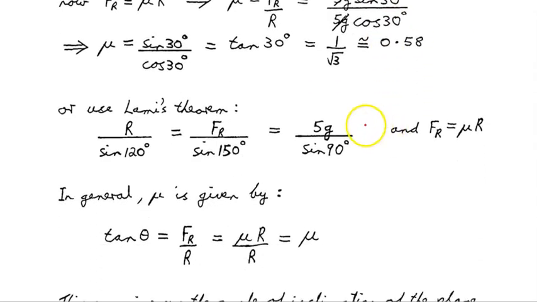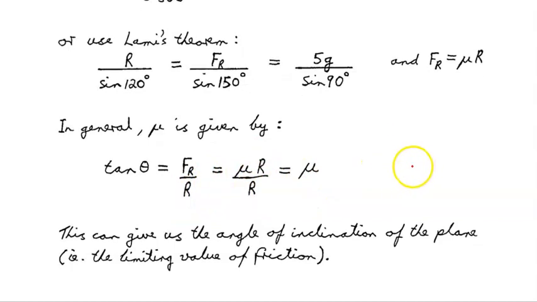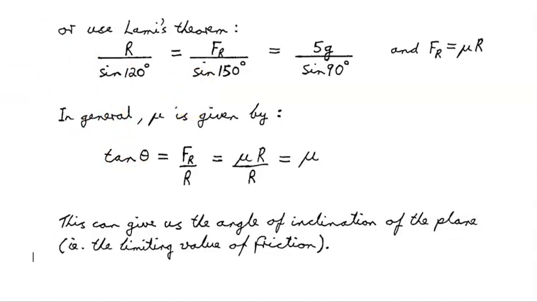Now in general, mu is given by tan theta, which is Fr, the friction force, on the reaction force, or mu R on R, or mu. So mu is equal to tan theta. If you know the angle of inclination, just put it in there. Tan of that angle will give you the coefficient of friction. This can give us the angle of inclination of the plane, i.e. the limiting value of friction. That's the point beyond which the frictional force can no longer hold the object and equilibrium is lost. Motion begins to occur. All right, that's that.